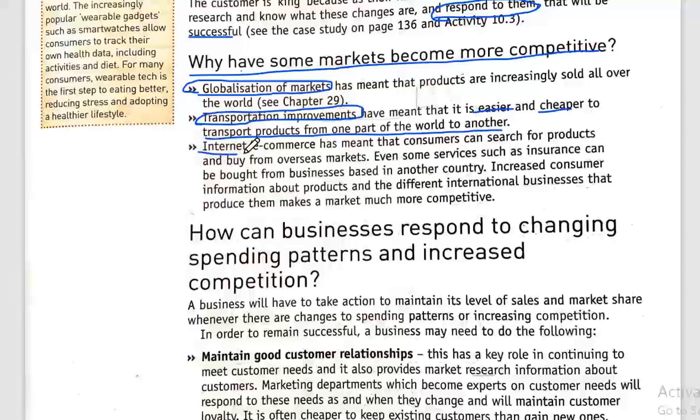And also, of course, the internet and e-commerce. It means that the consumer can simply buy a product from a country on the other side of the earth. And also, not only products, but also getting services such as insurance from another country.